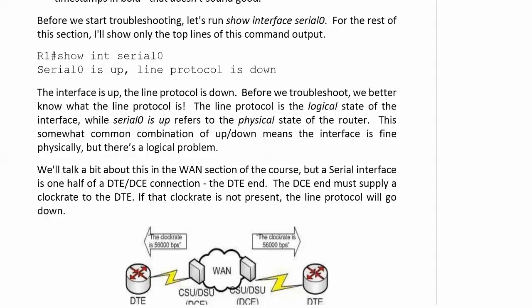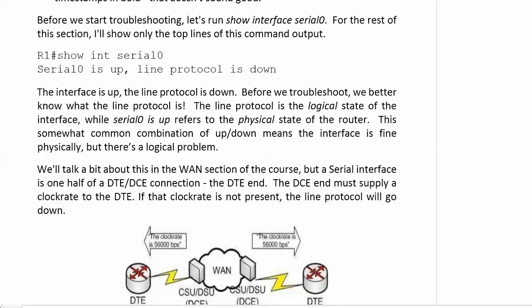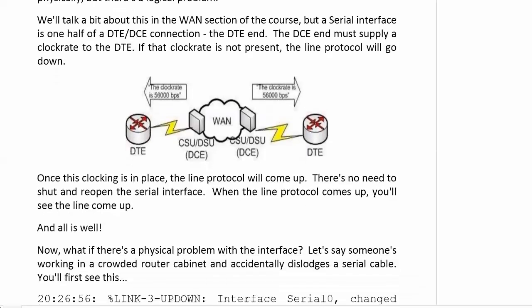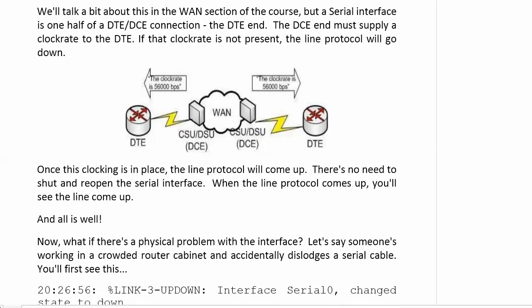I went over some of this in the WAN section, but it's definitely worth repeating here because it's great troubleshooting material. A serial interface is one half of a DTE-DCE connection, and that's the DTE end. The DCE end of that connection has to supply a clock rate to the DTE. If that clock rate is not present, the line protocol will go down. It's not going to happen immediately when you open the interface. It's going to have to miss the clock rate for a while.